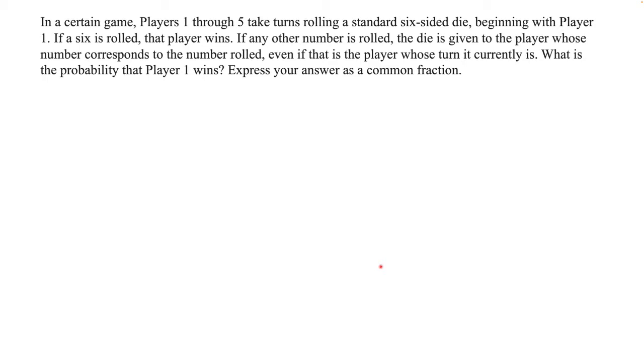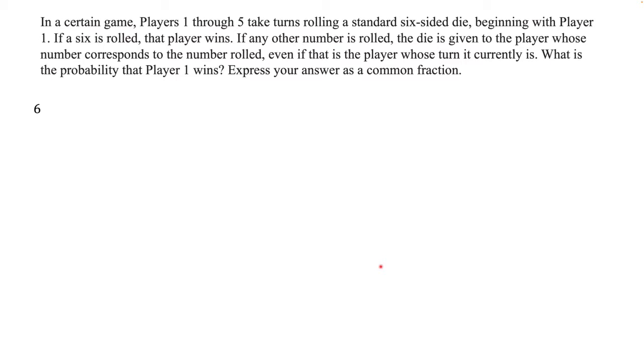So, how are we going to solve this problem? We need the probability that player 1 wins. Let's calculate all the possible ways player 1 can win. First of all, player 1 can throw a 6 right away, and he wins. Well, that's one way. That's how he can win in just one throw.